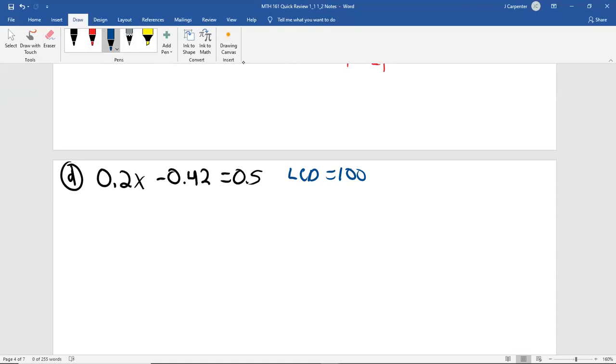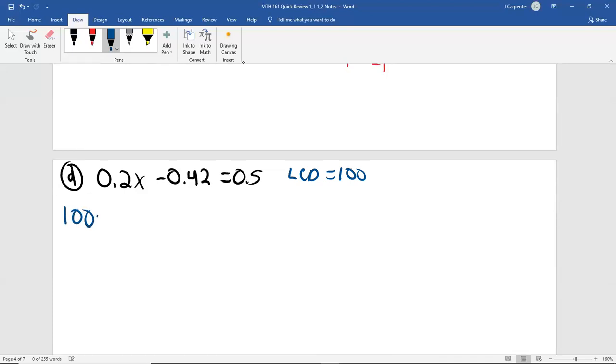If this was 0.5291, the LCD would have to be 10,000. If these all had 2 decimal places, the LCD would still be 100. And in fact, I can write them all as 2 decimal places because I can call this 0.20 and I can call this 0.50. That doesn't change the LCD though, because they all still have at most 2 decimal places.